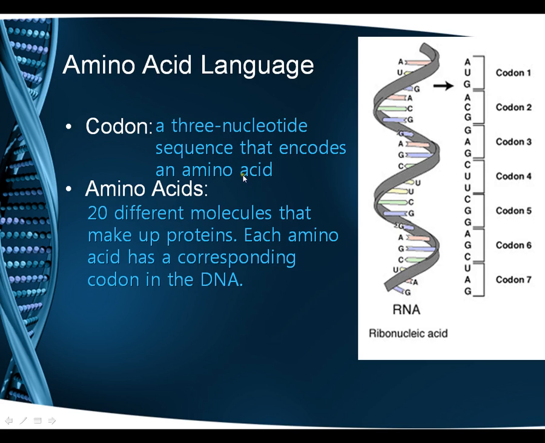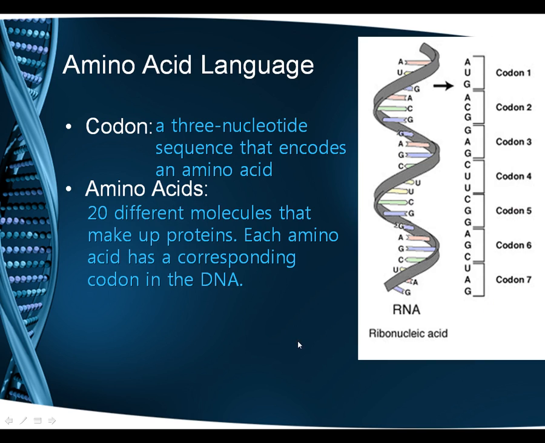Now, in this French to English dictionary, we have codons, and these 3 nucleotide sequences are called codons. Here's our mRNA strand. The first 3 nucleotides, A, U, and G, code for a specific amino acid, and we call it a codon. So this is codon 1. The next 3 letters, A, C, G, are codon 2. The third codon is G, A, G, and so on, until the mRNA comes to an end.